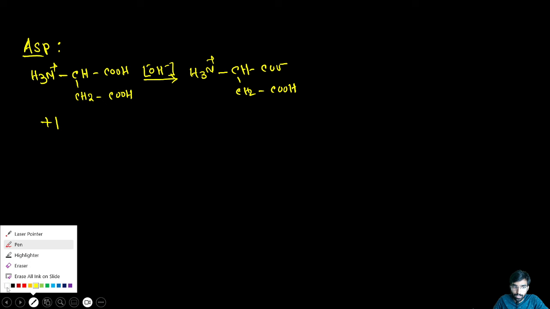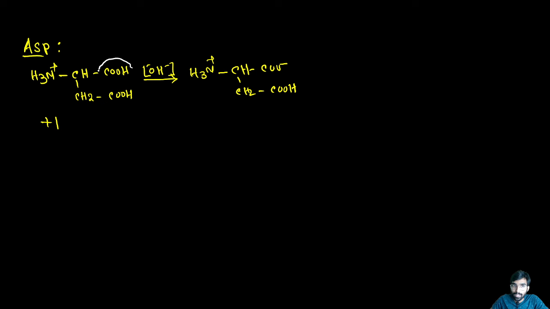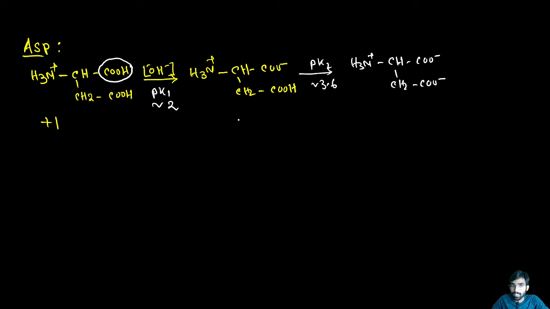That's why you should practice and remember that the carboxyl group attached to the alpha carbon will release its proton first. As it releases the proton first, if I write pK1 and pK2, this pK1 is around 2, and pK2 is around 3.6. Now what will happen? H3N plus, CH, COO minus, CH2, COO minus. Here the charge is 0, here the charge is minus 1.